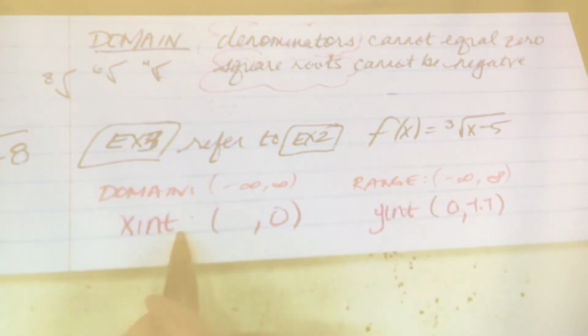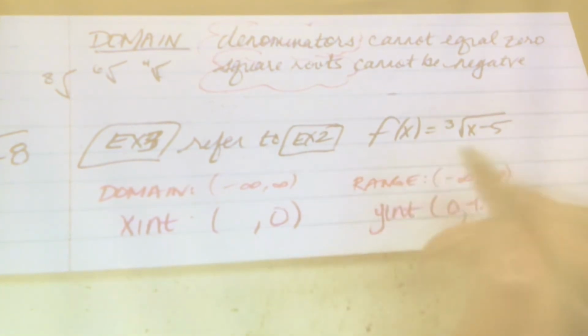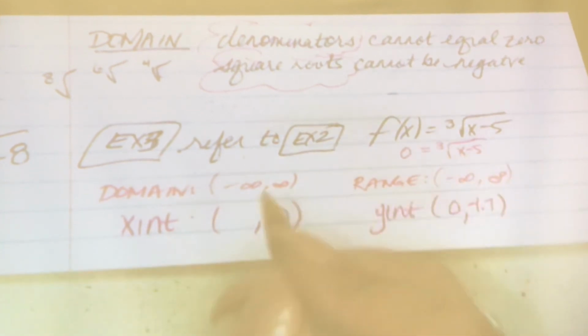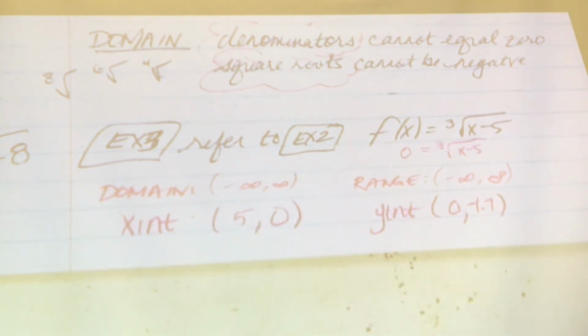And how do you find the x-intercept again? Plug in 0 for y. So you're going to go 0 equals the cube root of x minus 5. What do I do to both sides? Cube it. So you get 0 equals x minus 5. So x equals 5. And that's the second part of tonight's homework.